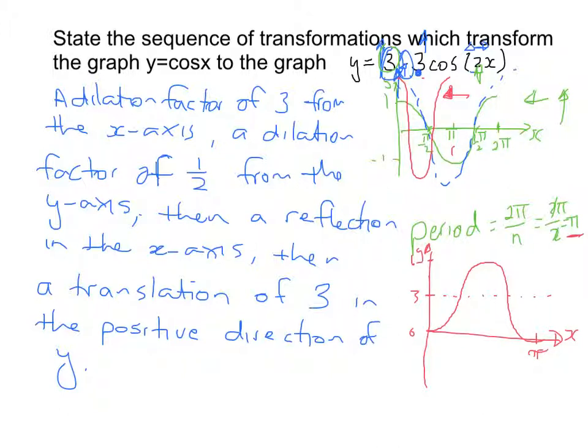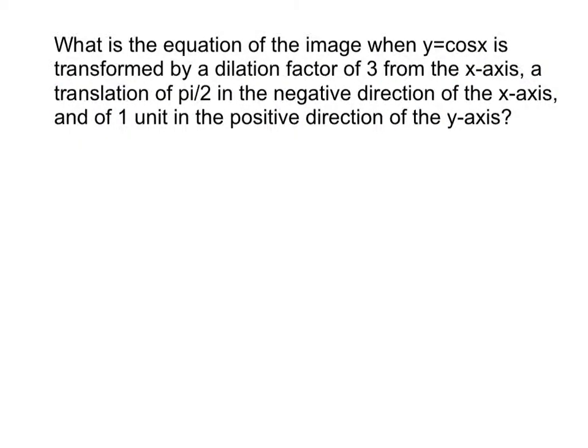Let's move on to the next question. What is the equation of the image when y equals cos x is transformed by a dilation factor of 3 from the x-axis? So a dilation factor of 3 from the x-axis is our amplitude, so that's going to mean 3 cos at the front.